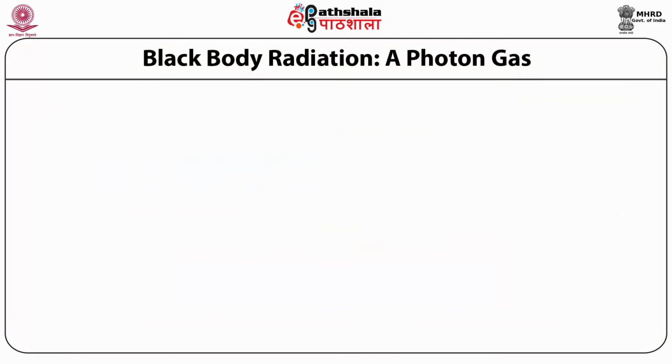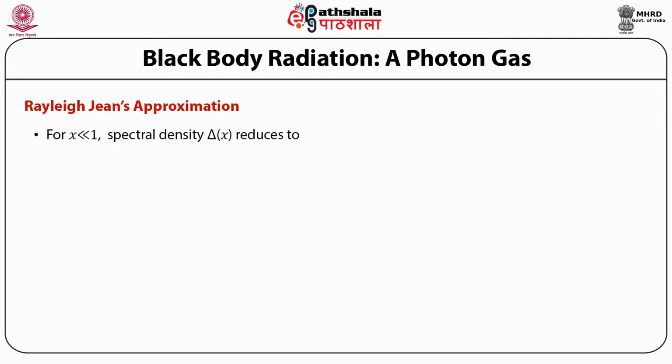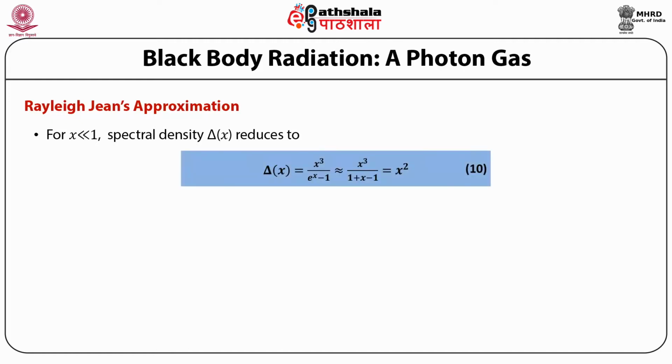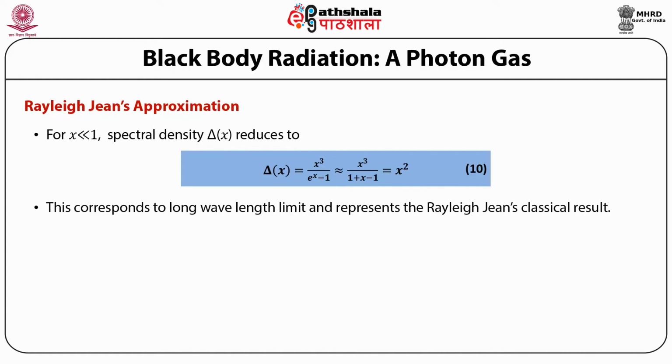Now let's see whether we can get the two famous approximations known as the Rayleigh-Jeans approximation and Wien's approximation. First, the Rayleigh-Jeans approximation. For x very much less than 1, the spectral density delta x is equal to x raised to power 3 divided by e raised to power x minus 1, which can be approximated as x raised to power 3 divided by 1 plus x minus 1, which is equal to x square. This corresponds to the long wavelength limit and represents the Rayleigh-Jeans classical result. It agrees with the experimental results only at low frequencies.